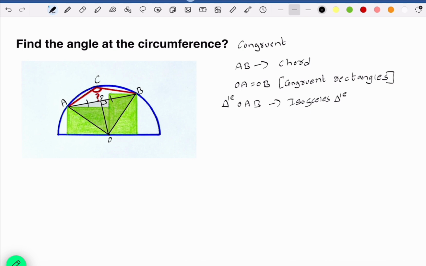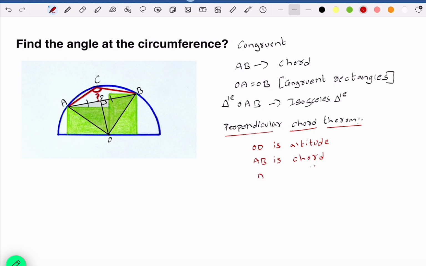Now, how many of you know the perpendicular chord theorem? What the perpendicular chord theorem is saying is, when a perpendicular is drawn from the center of the circle to any of its chords, the altitude bisects the chord into two equal parts. So, if we try to fit the perpendicular chord theorem here, OD is the altitude, AB is the chord. The main important thing is AD is equal to DB. For all these things to happen, O should be the center of the semicircle. So now what we proved is O is the center of the semicircle.